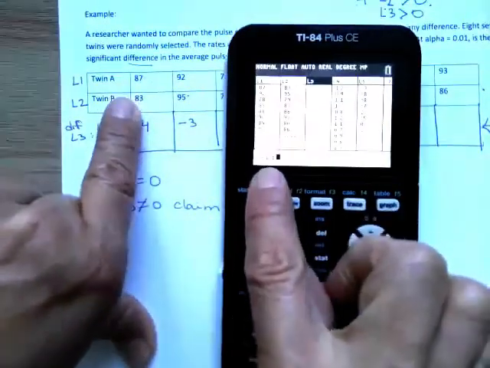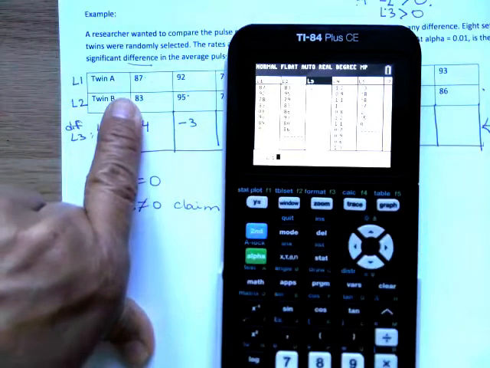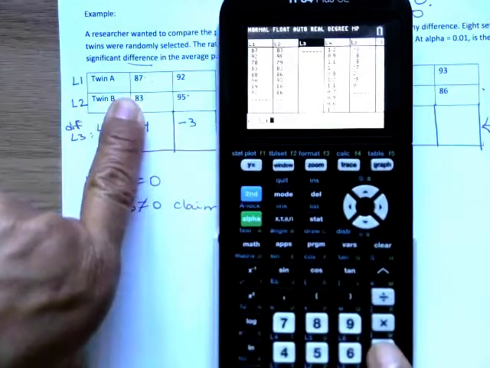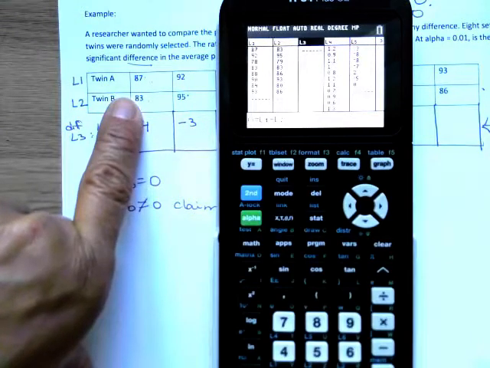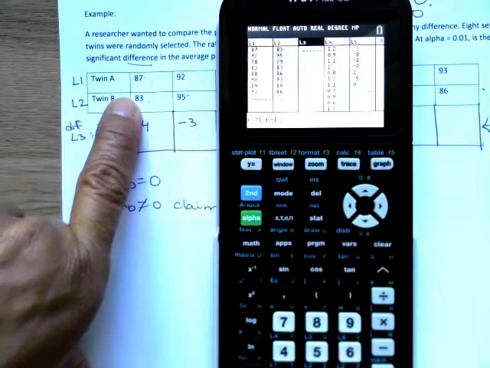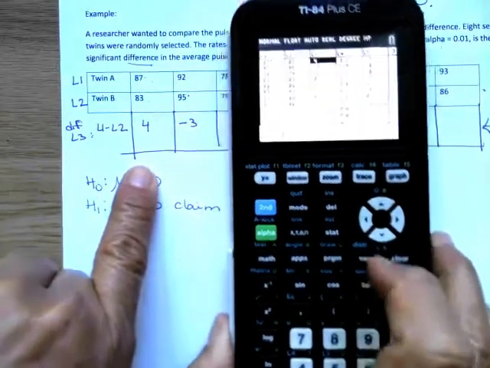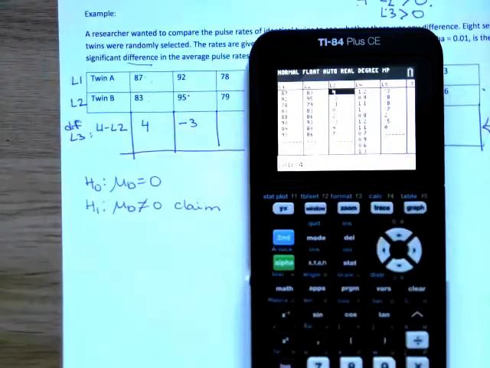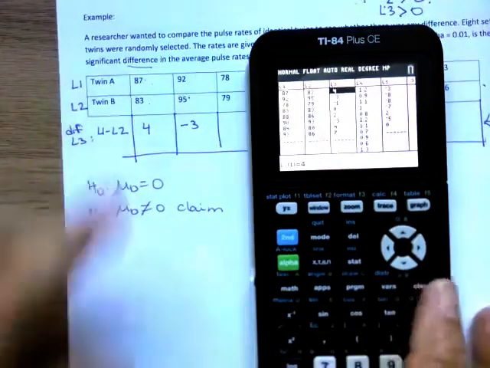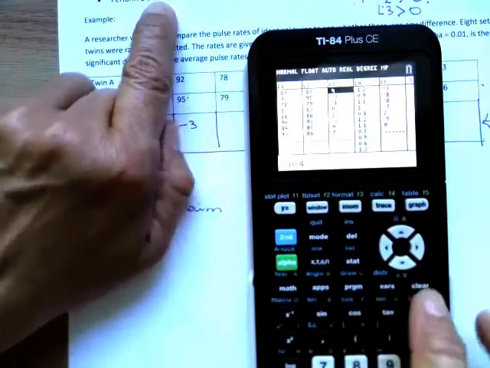And now you can see right there, it has L3 equals L1. But what I really want is L1 minus L2. So I'm going to use the subtract key, and then L2. And as soon as I hit enter, the calculator is going to go ahead and populate list 3 with those differences, right? And it did the first 2, and they, of course, match. Okay, so we have L3, so now we do a stat test on a t-test for that L3.